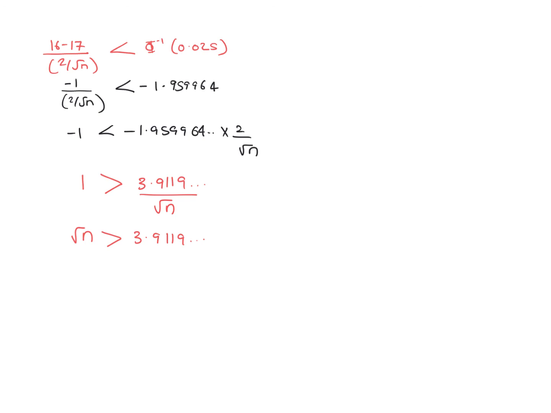And then we're going to take the square of both sides, so n must be greater than 15.303... So that tells us that n must equal 16 as its minimum value.